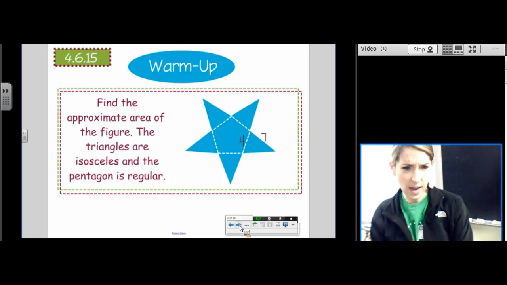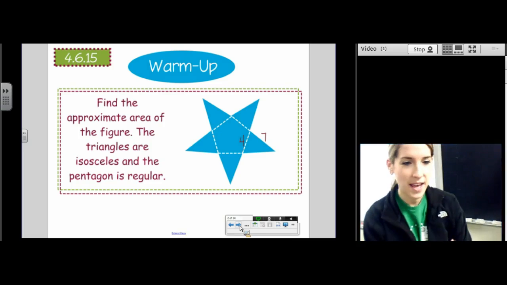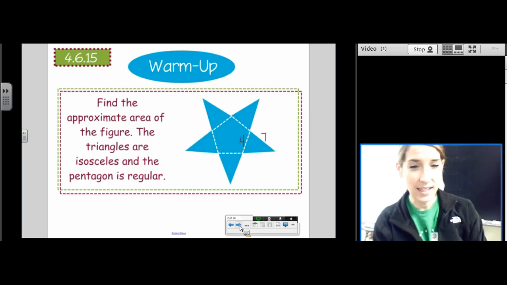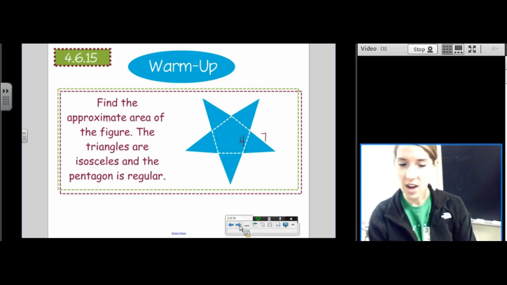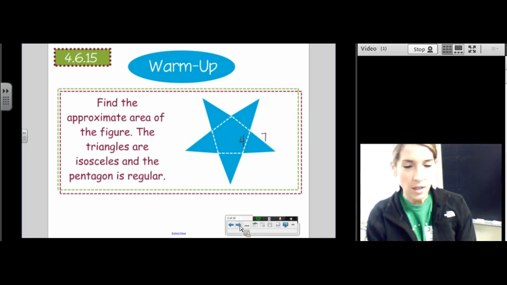Why does it say to find the approximate area? Because you're going to have to use trigonometry, because that is a pentagon, and a pentagon is not special. It's not 30, 60, 90. It's not 45, 45, 90. Very good. So you're really just going to be finding the area of one pentagon and the area of 5 triangles.